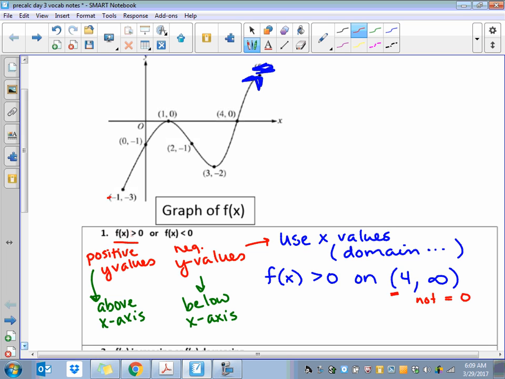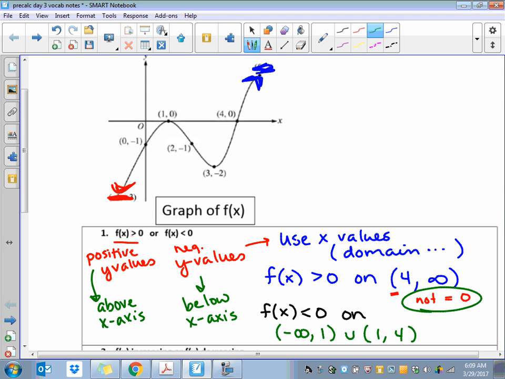We're going to do the same thing at the end here. We're going to ignore this point or cross it off, and stick an arrow at the end here. So if you want to try this before I write it down, where is f of x less than 0? Be careful. We actually are going to have to look at this in two pieces. It's less than 0 from negative infinity up to the 1, and then from the 1 to the 4. Remember, we're not including where we're equal to 0.